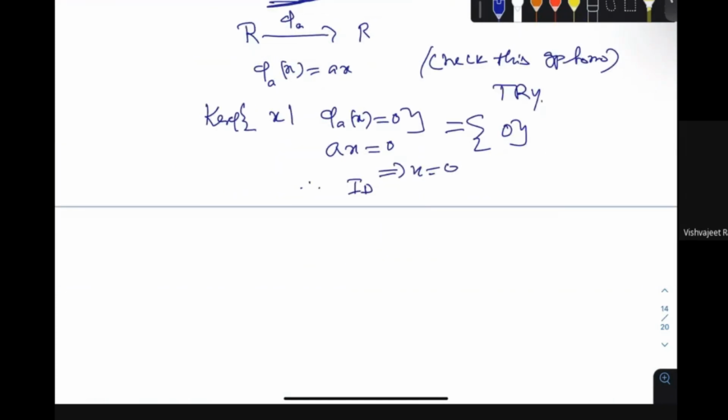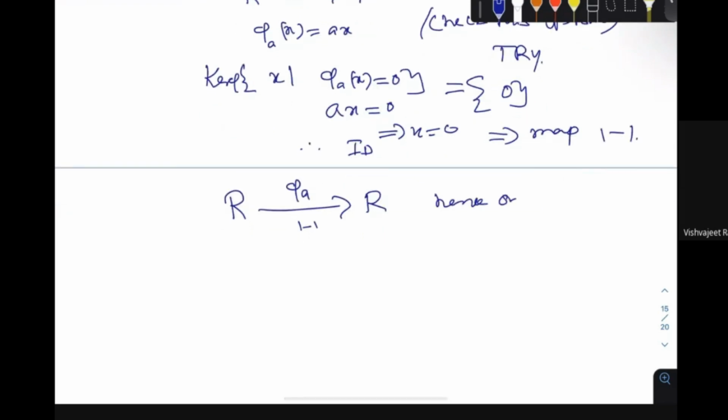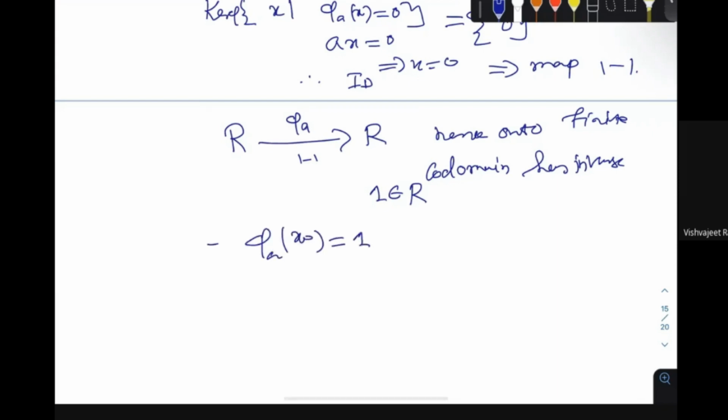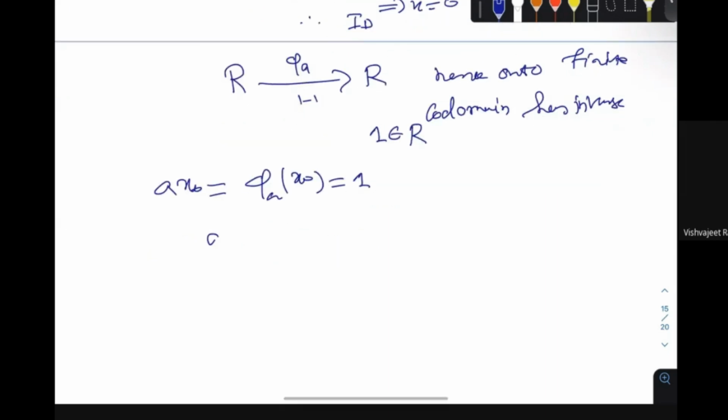If the kernel is a singleton, this implies the map is 1-1. If the map is 1-1, it is also onto, because of finiteness. Remember that both sides are the same finite set. Then 1 belongs to the codomain, so there exists an x naught such that a x naught is equal to 1. And we are in a commutative ring, so right inverse and left inverse are the same. So a has an inverse.